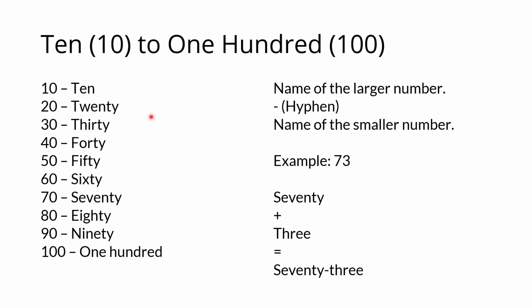So again, we can form any number from 21 to 99 by taking the name of the larger number, then we add a hyphen and we add the name of the smaller number from 1 to 9. So for example, if we wanted to form 73, we would write it as 70 plus 3, and that equals 73. And there we have the hyphen to connect the two words.